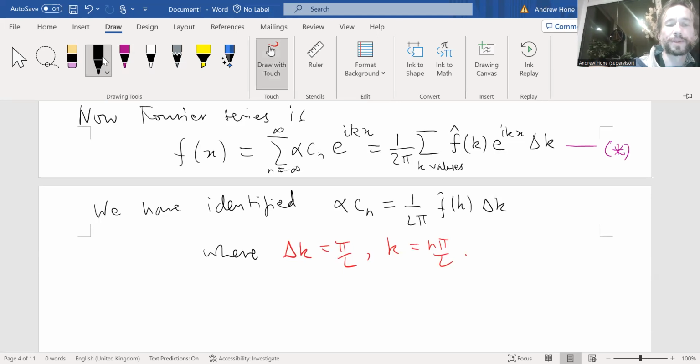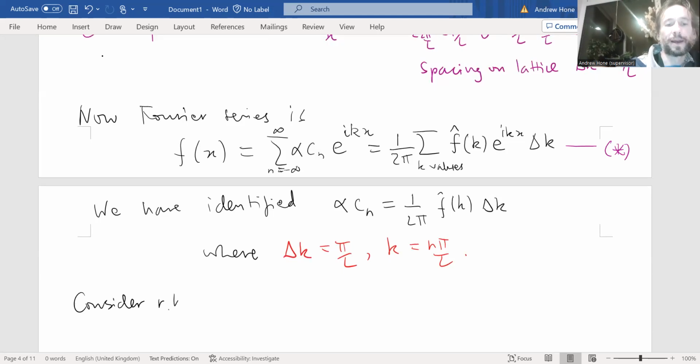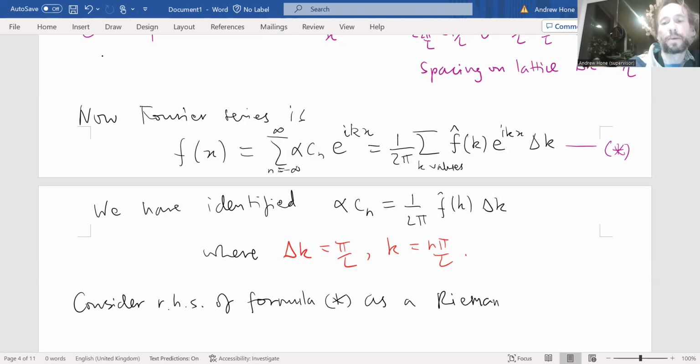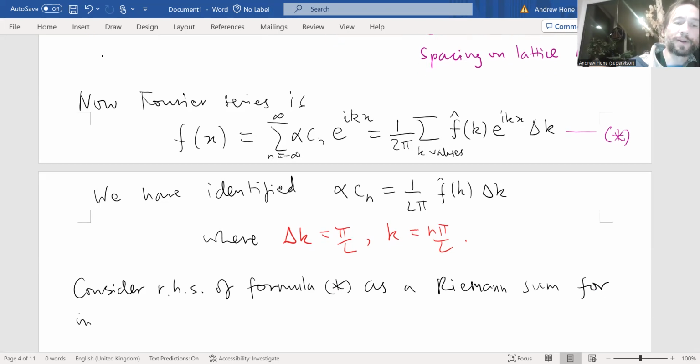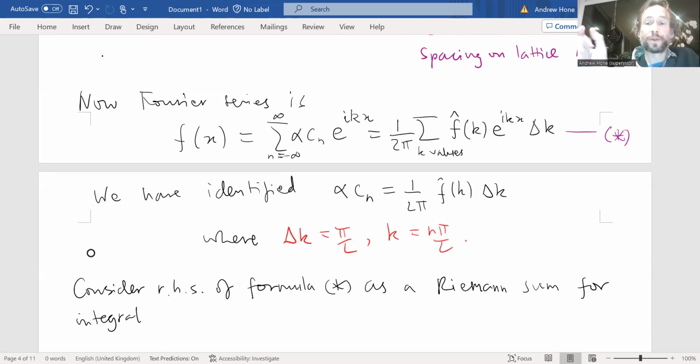Think of that as a Riemann sum. So consider the right-hand side of formula star as a Riemann sum. When you have a Riemann sum, you take the width, which here is delta k, and you take the width to go to 0, and then that sum in the limit should give you an integral. So what are we integrating? We're integrating 1 over 2 pi f hat of k.